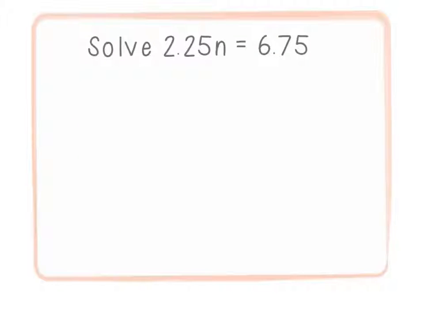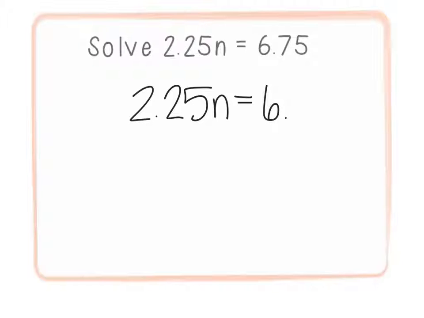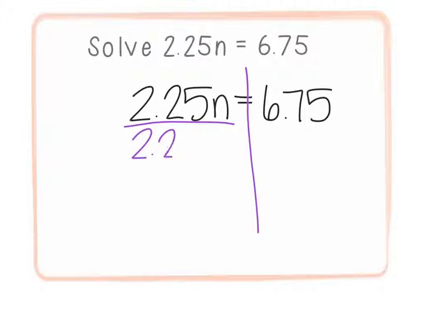We have another decimal problem that we can practice with. So 2.25n, that means 2.25 times n, equals 6.75. I have my wall. I'm going to do a purple wall. And my n, my variable, is not by itself. Right now it's multiplied by 2.25. So I want to undo it and I want to divide by 2.25. If I do that on one side, I have to do it to the other side.